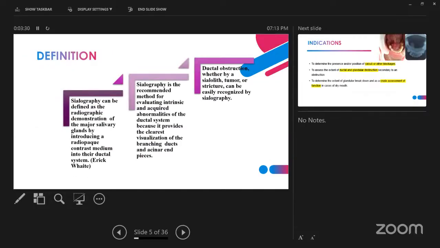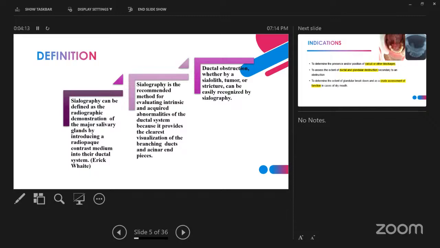Next, coming to the definition. According to Eric Weitz, xylography is defined as a radiographic demonstration of the major salivary gland by introducing a radiopaque contrast medium into the ductal system. And according to Schaefer, it is a retrograde injection of radiopaque material into the duct system of a salivary gland, and the study of its distribution by radiograph. Both are the same, that is xylography. It is the radiographic demonstration of salivary gland by contrast medium, and the ductal system can be visible in the radiographic image.